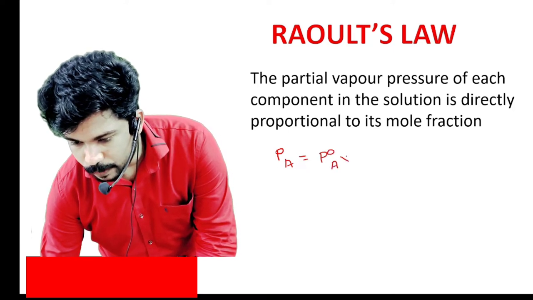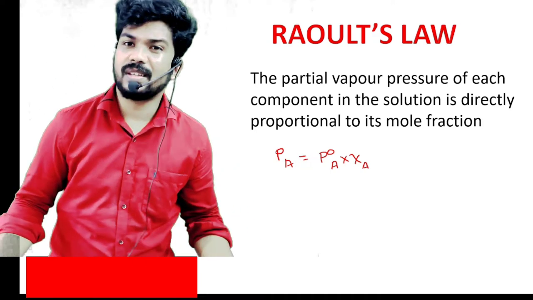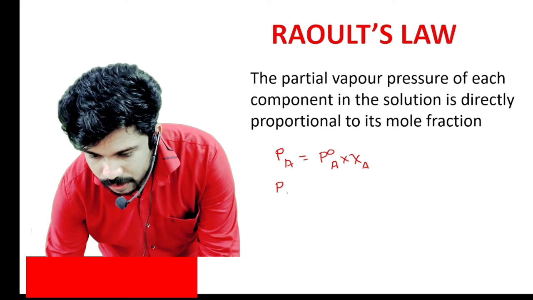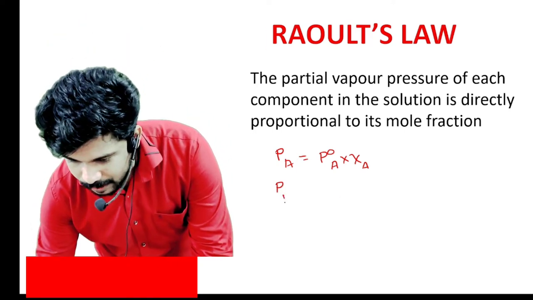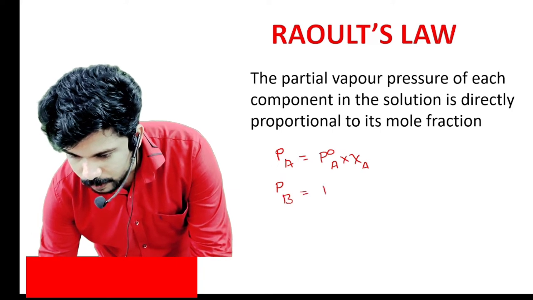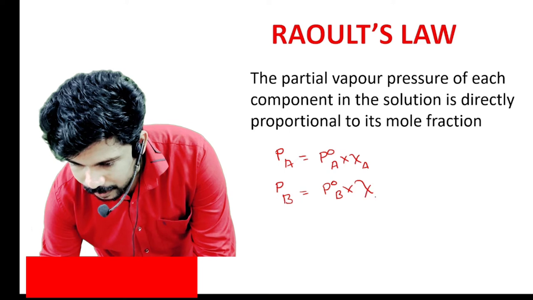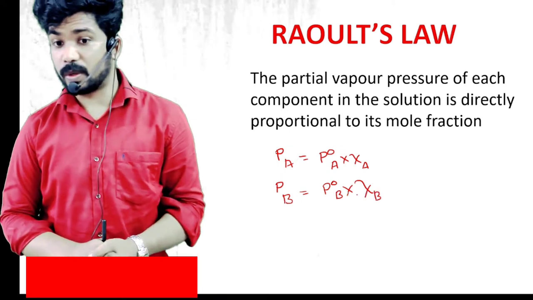If you are taking the partial vapor pressure of the solvent, PA, then it is the product of P0A into chi A. What is chi A? It is the mole fraction of the solvent. If we are taking the partial vapor pressure of the solute, that is PB, then it will be equal to P0B into chi B. So this is the equation of Raoult's law.